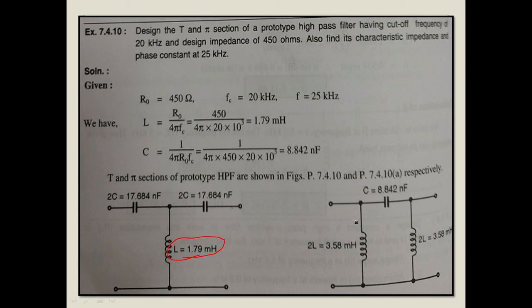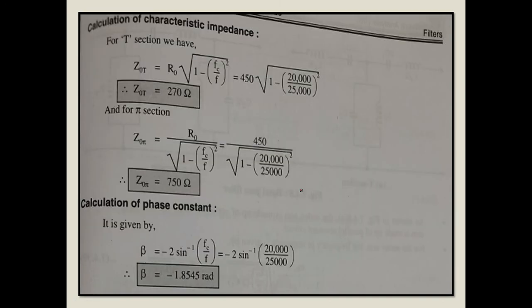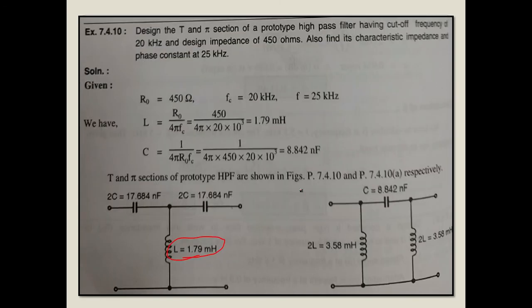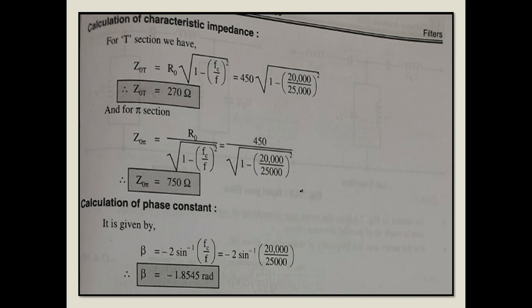In this way we have come to the last step. Once you understand the basic concept behind it, how to find out the design impedance, the value of the capacitor, inductor, cutoff frequency, impedances, phase constant and attenuation, then you can easily solve that value. Then the calculation of the characteristic impedance. Here they ask one more, the characteristic impedance and the phase constant. Then move towards the calculation of the characteristic impedance.